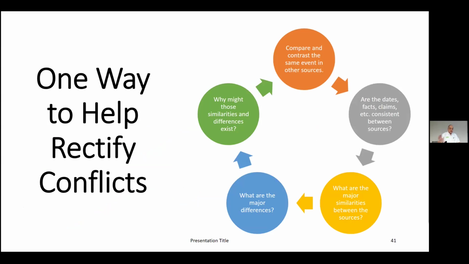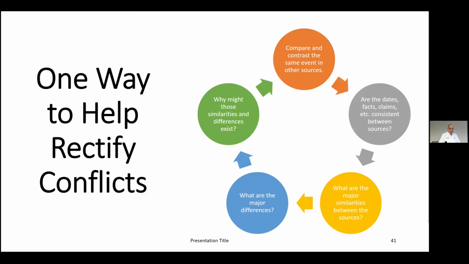Compare and contrast the same event in other sources. What do they say? Are the dates and the facts consistent between sources? Are they not? Like my friend, he said he was born in Ireland, and somebody put him in a family in Norwich. That doesn't make sense. Are there similarities, differences? What are the differences and how can you possibly rectify those?